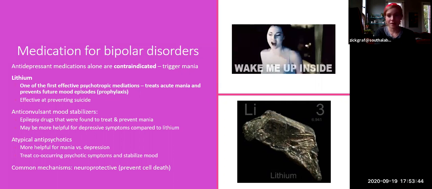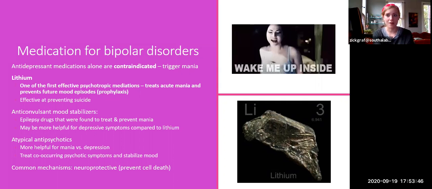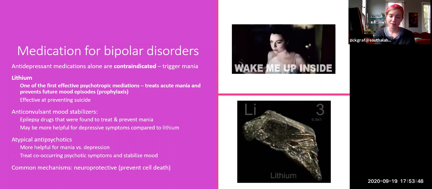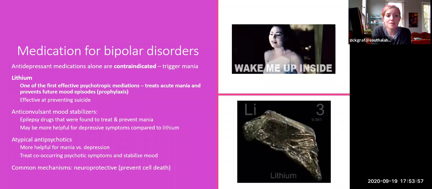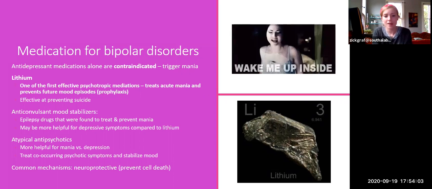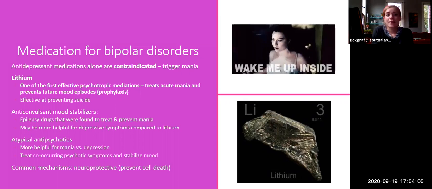On the flip side, antipsychotic medications are more effective against mania than against depression. And this makes sense because, as we'll talk about next time in the psychosis lecture, psychosis is caused by dysregulated dopamine signaling. So antipsychotic medications do directly regulate dopamine signaling. However, regulating dopamine signaling has never been proven to be the mechanism of action for these drugs.